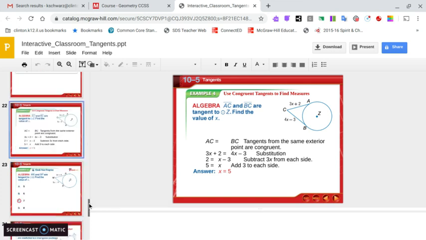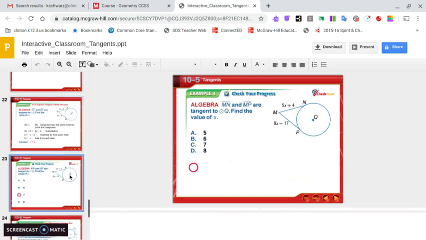And then if we take a look at this question, if they're both tangent to circle Q, they both touch the circle at exactly 1 point. So that means 5x plus 4 equals 8x minus 17. And so if I add 17, I get 21 equals 3x. So we get x is equal to 7. So the answer to that question is C, x is equal to 7.